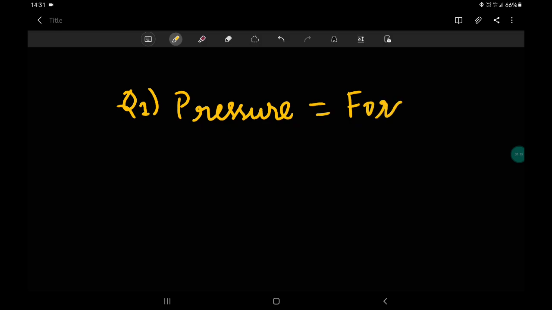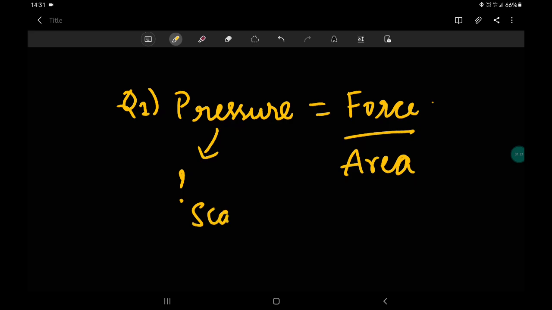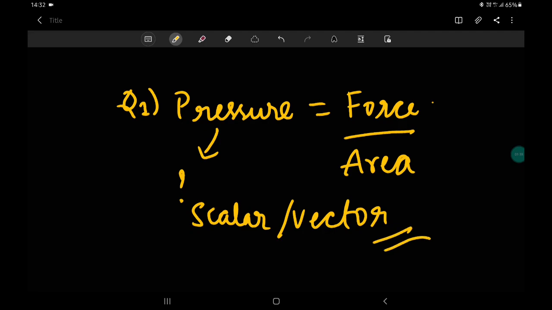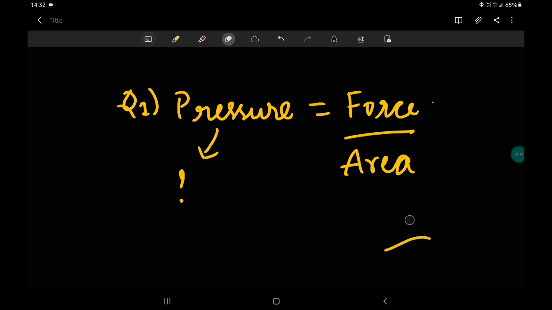And one more question for today's class, question number 1: in the last video I explained that pressure is equal to force upon area, right? So we know that force is a vector quantity, and area is also a vector quantity. So what about pressure? Is it scalar or vector? I want the answers in the comment box below. You can also answer in the chat box.